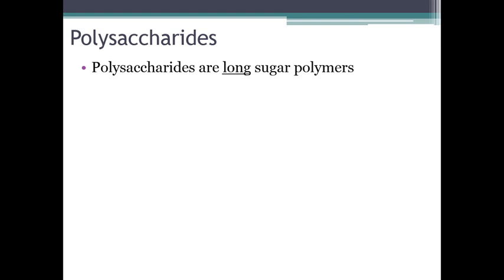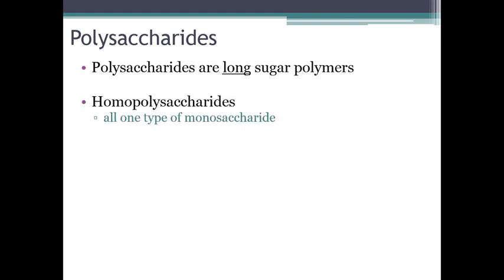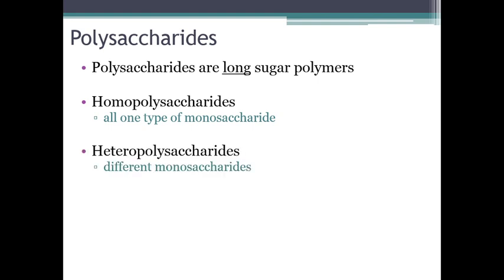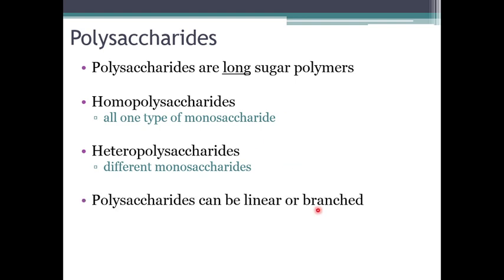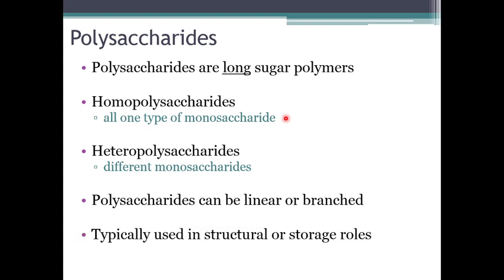Polysaccharides. Polysaccharides are long sugar polymers. Homopolysaccharides are sugar polymers that have one type of monosaccharide. Heteropolysaccharides have different monosaccharides. Polysaccharides can be linear or branched. They are typically used in structural or storage roles.